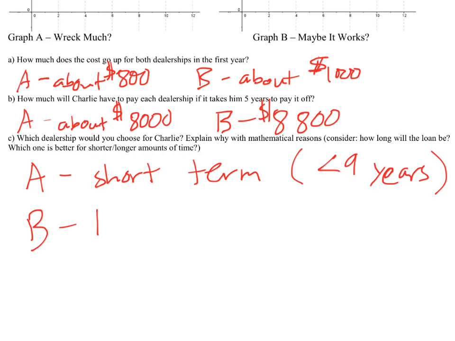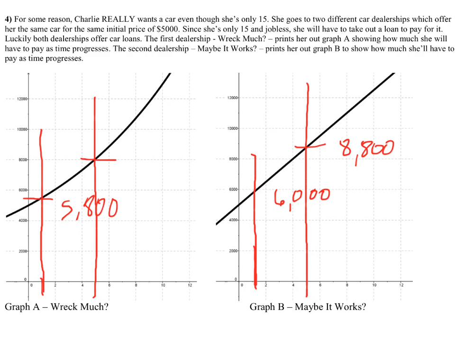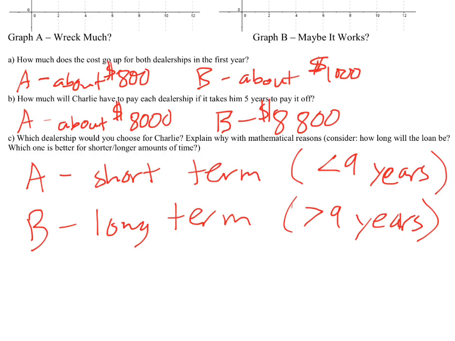But if you're looking for a more long-term loan, which would be really crappy, greater than 9 years, you'd probably want to go with B, just because when you get over here on the right side, it's less. It's not going up as much. So yeah, there you go. Some example solutions for these ones.